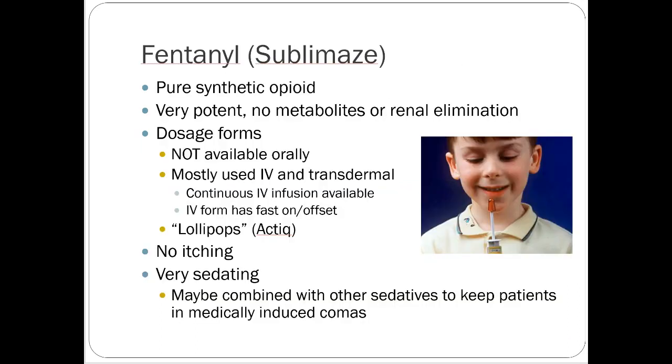All right, fentanyl. Fentanyl is a pure synthetic opioid. It's extremely potent. So when we talk about potency of fentanyl, you're talking in micrograms usually. Fentanyl is dosed 50, 100 micrograms a dose, whereas morphine, Dilaudid, they're all dosed in milligrams. So you're looking at a much, much more potent product. However, don't let that scare you away from it. It's very effective. It's not available orally, so it's the only one we've talked about so far that isn't. It's mostly used IV and transdermal.